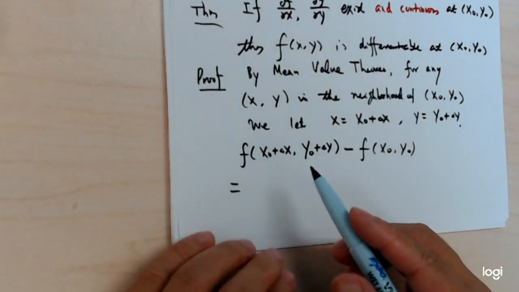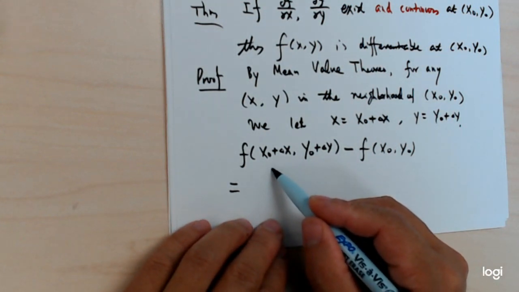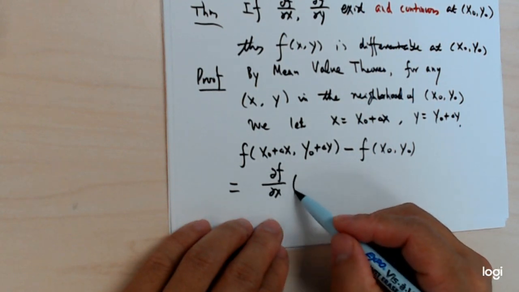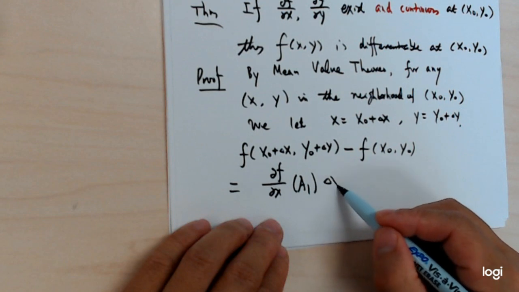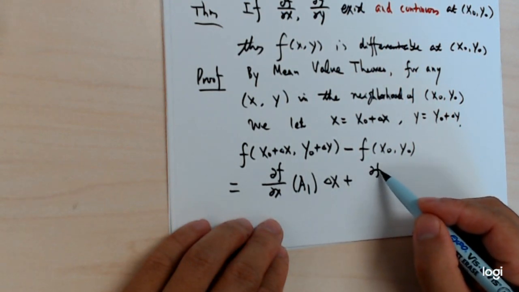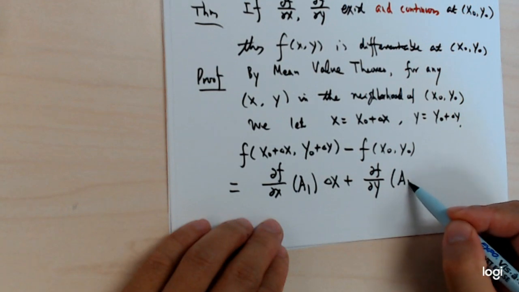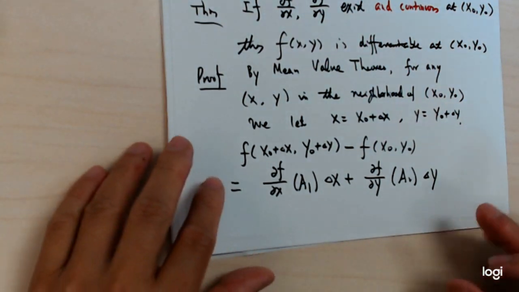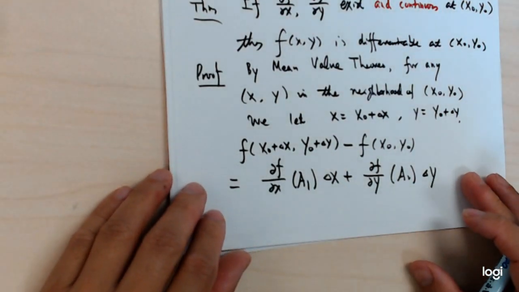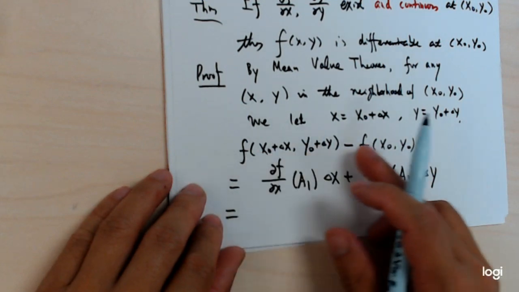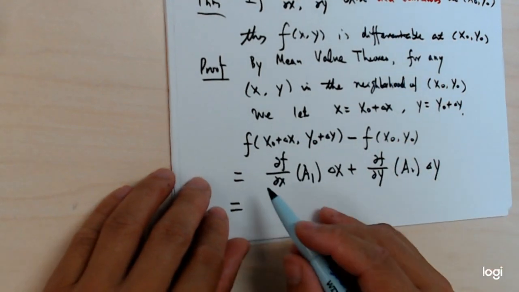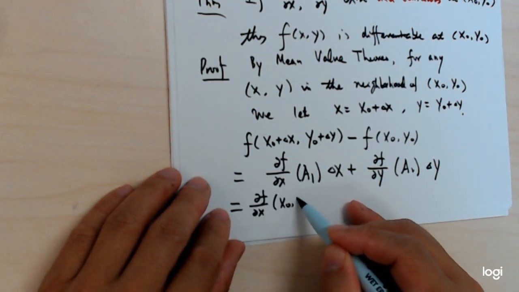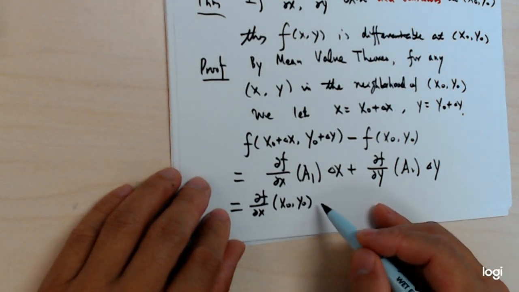The mean value theorem, okay? The mean value theorem says this can be approximated by, or actually not approximated, but equal to the partial derivative at some point a1 times delta x, plus the partial derivative at a2 times what? Delta y. That's the mean value theorem right here. But if you look at the error part, there's this linear part and nonlinear part. The linear part is the partial derivative evaluated at x naught, y naught. Not at a1, okay, but at x naught, y naught.